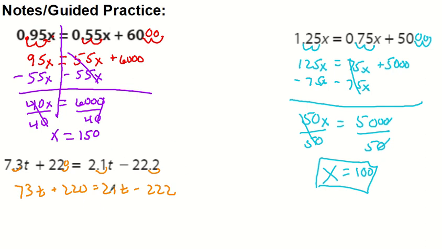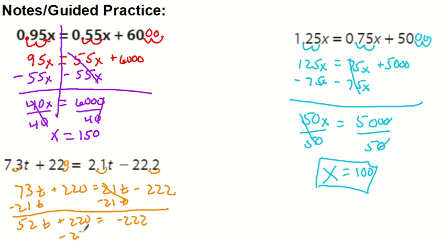Now I'm going to start solving my equation like normal. I'm going to subtract 21t from both sides just to get my variable to the same side. Let's see, this is going to give me 52t. Negative 222. So I got to subtract 220 from both sides. I'm running out of room, so I'm just going to go off to the side here. I still have 52t on my left. I'm really just adding these up. That's 442, because I have a negative and I'm subtracting more.